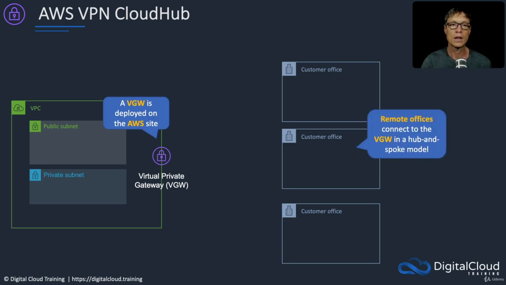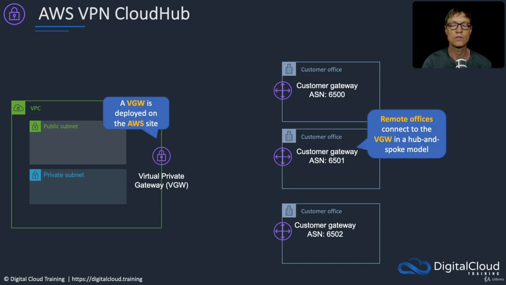Now, the way that we connect them in a CloudHub topology is using a hub and spoke model. So in other words, AWS is the hub, the VPC, and then the spokes go out to each of these offices. So what we do is we deploy a customer gateway into each of these offices.